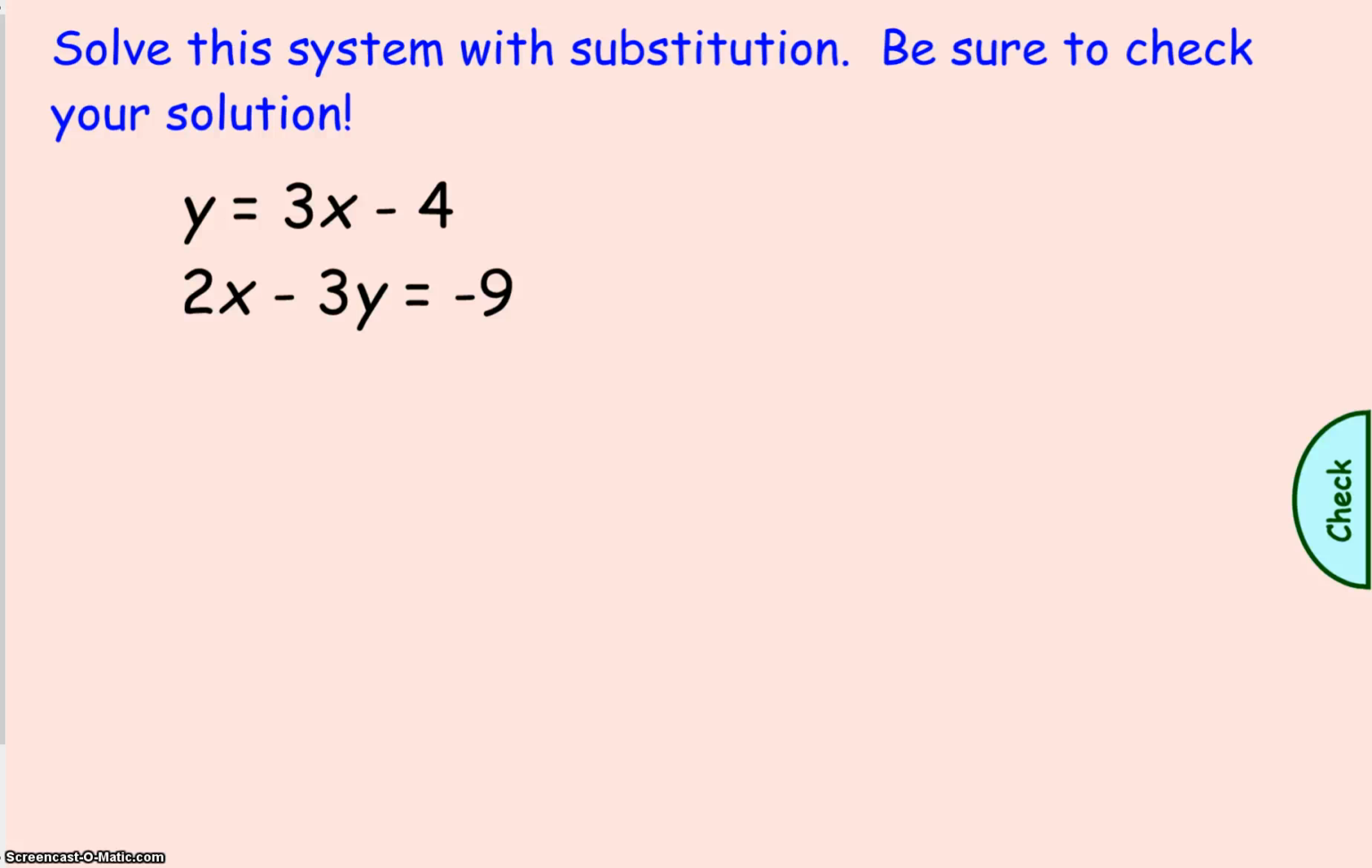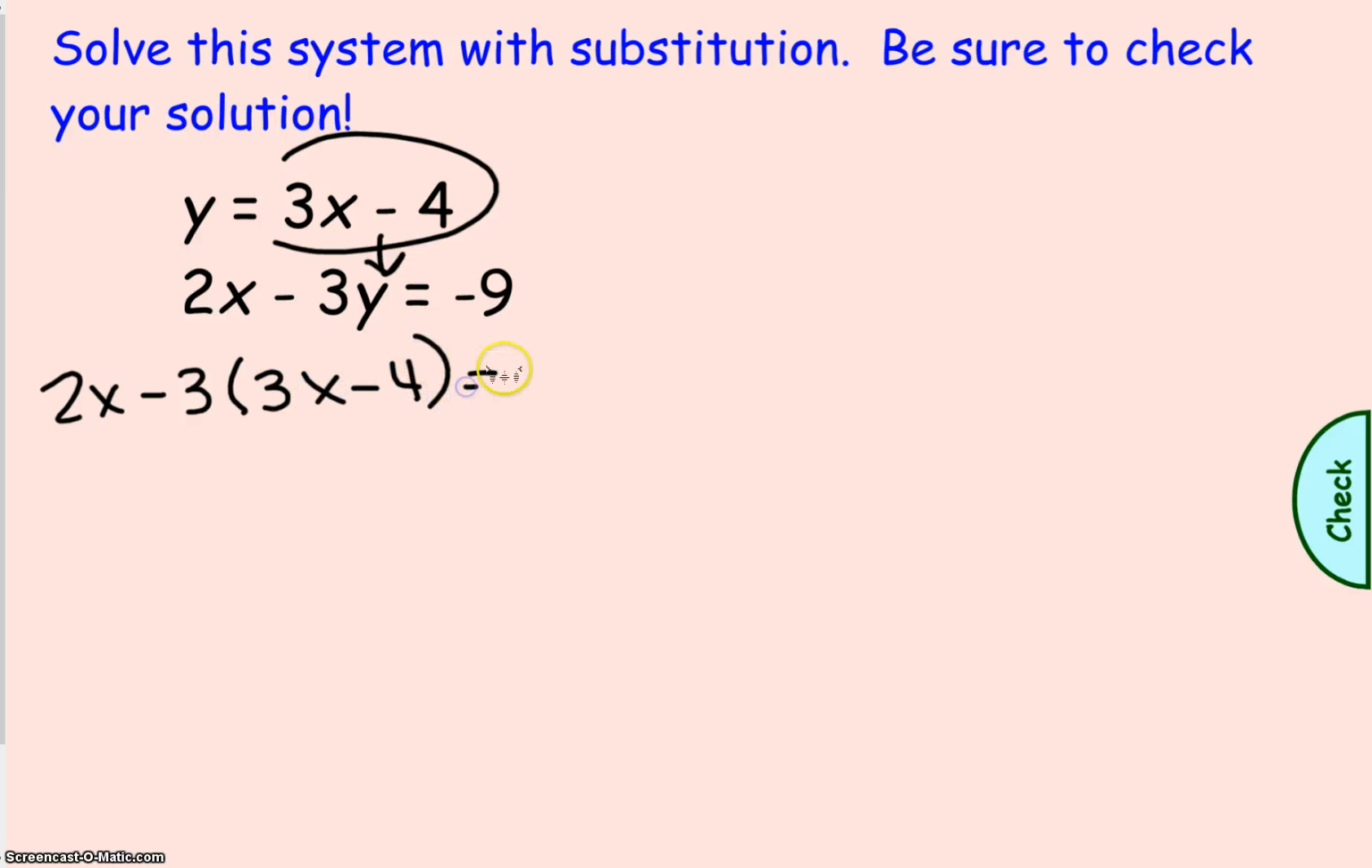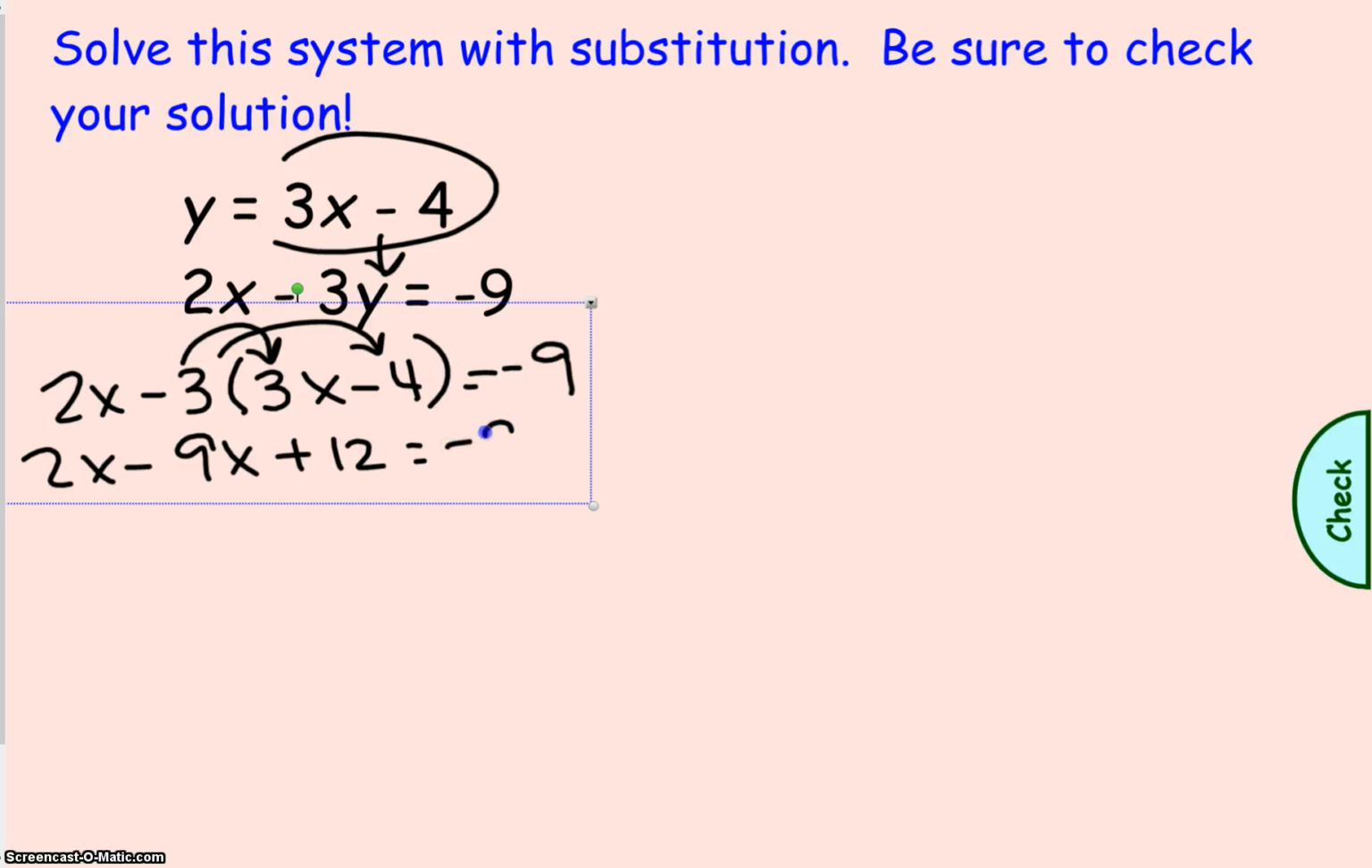Solve the system with substitution. Be sure to check your solution. Again, we know that y equals this, so I can plug it in where there's a y. So 2x minus 3 times (3x minus 4) equals negative 9. And now we just do our distributive property. 2x minus 9x, and then negative 3 times negative 4 is plus 12 equals negative 9.